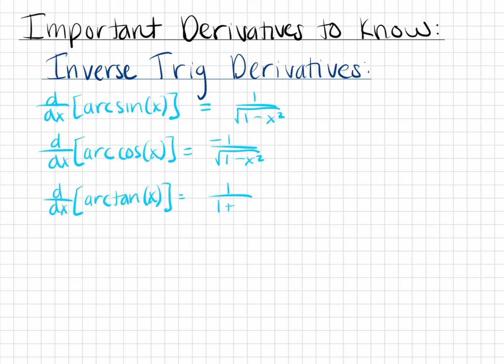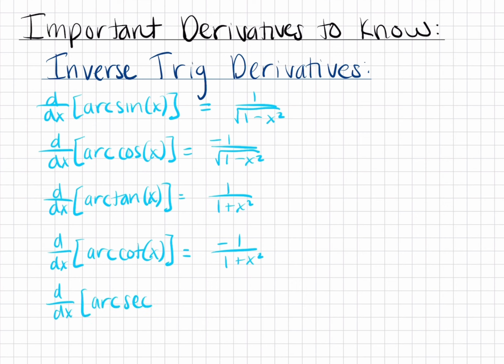The derivative of the inverse of secant x is 1 over the absolute value of x times the square root of x squared minus 1. And finally, the derivative of the inverse of cosecant x is negative 1 over the absolute value of x times the square root of x squared minus 1.